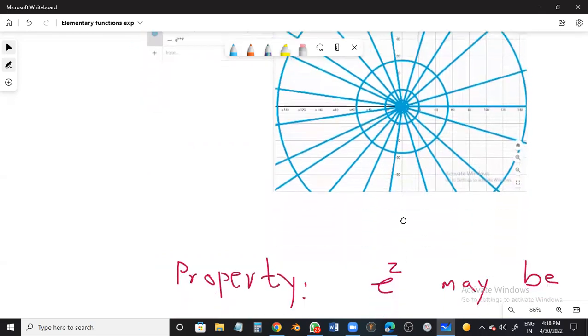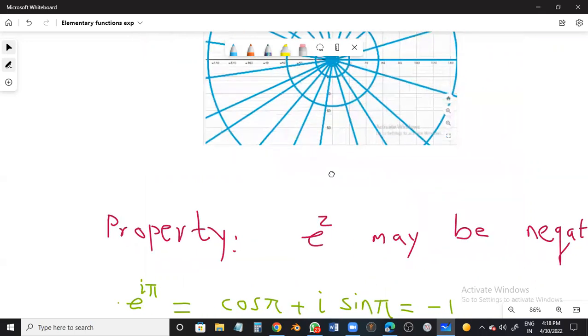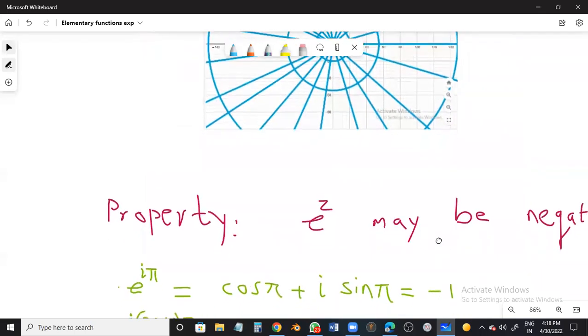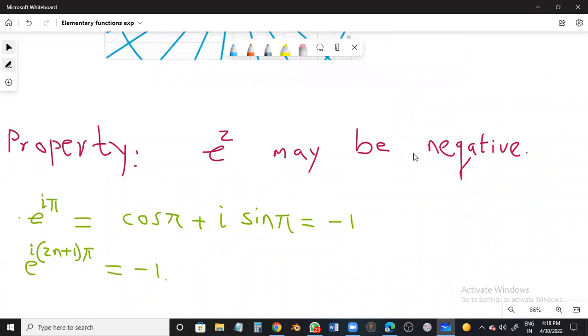I feel it's okay. Now the very important thing is this property. e raised to z may be negative, which is distinct from real world.